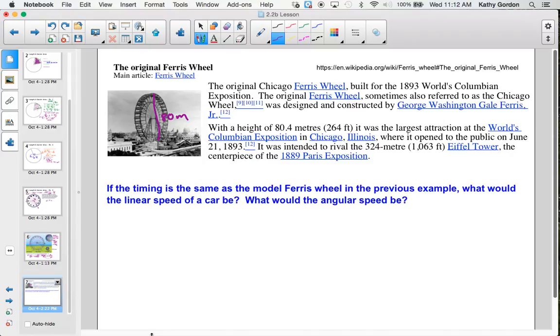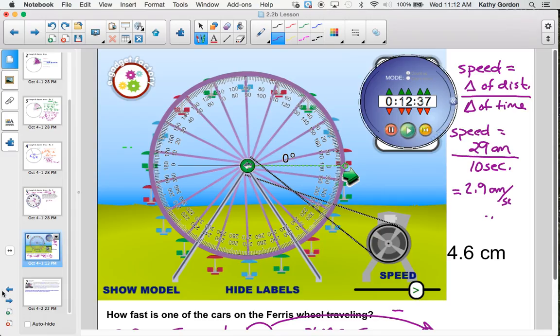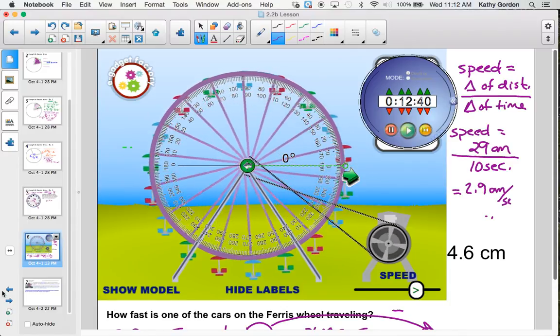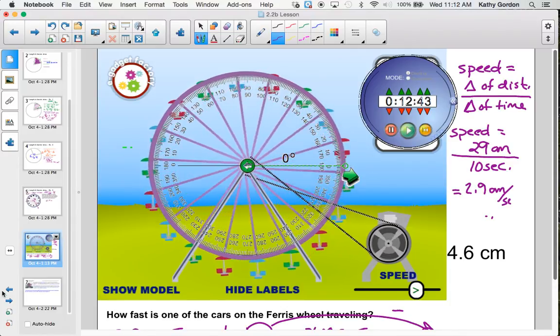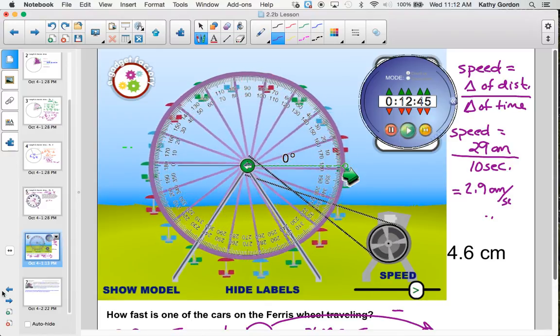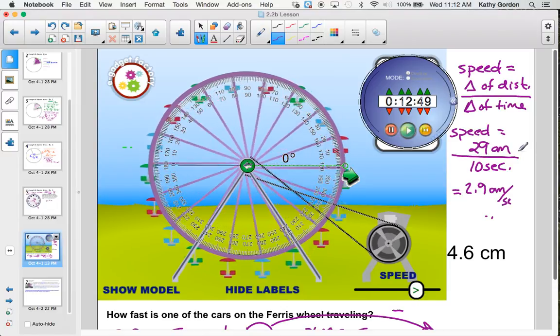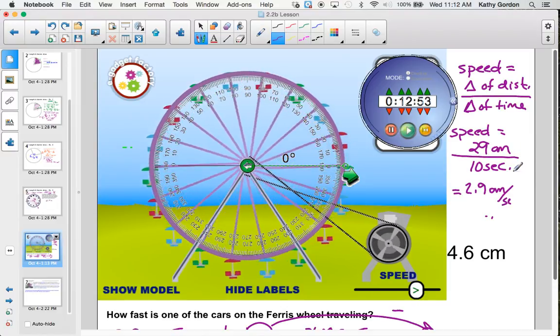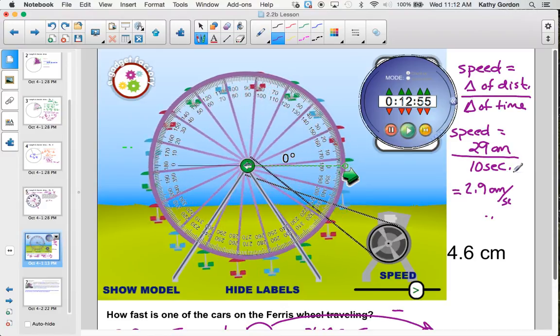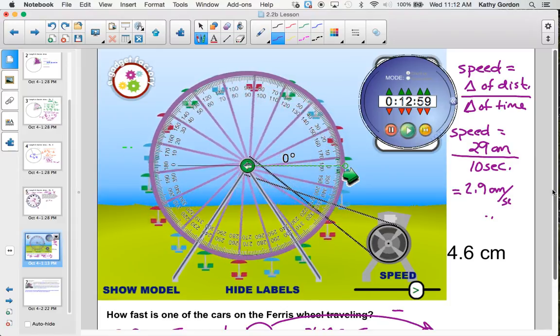So what changes in this? This is what we had to set up for this. What's going to change? Both? One or the other? Nothing? The distance, right? Our circumference is obviously going to change. We're saying the timing is going to stay the same. So we're still making one full rotation in 10 seconds, but how far we go is going to be different.